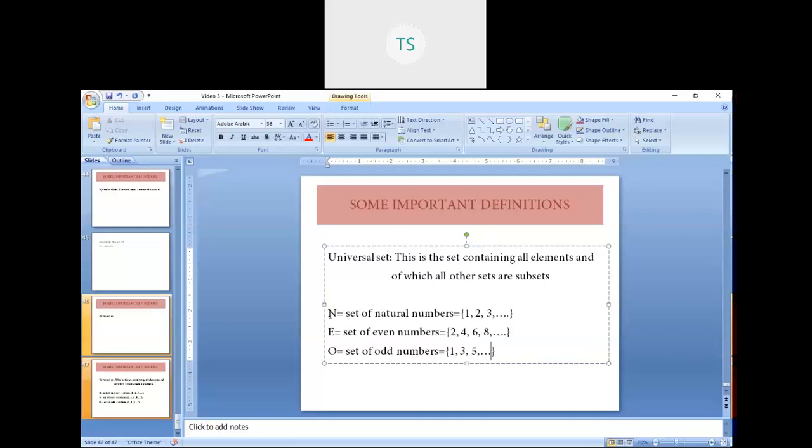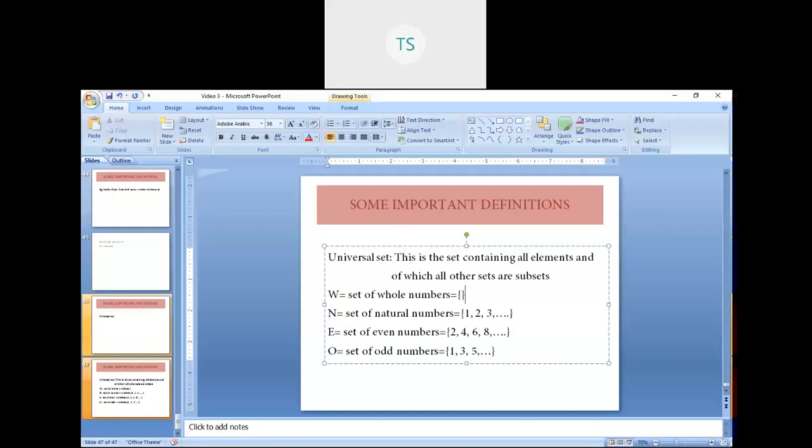So in this case, we can name capital N as the universal set, because the other sets like capital E and capital O are the subsets of capital N, and capital N contains all the elements of capital E and capital O. Is it clear? Yes, ma'am.